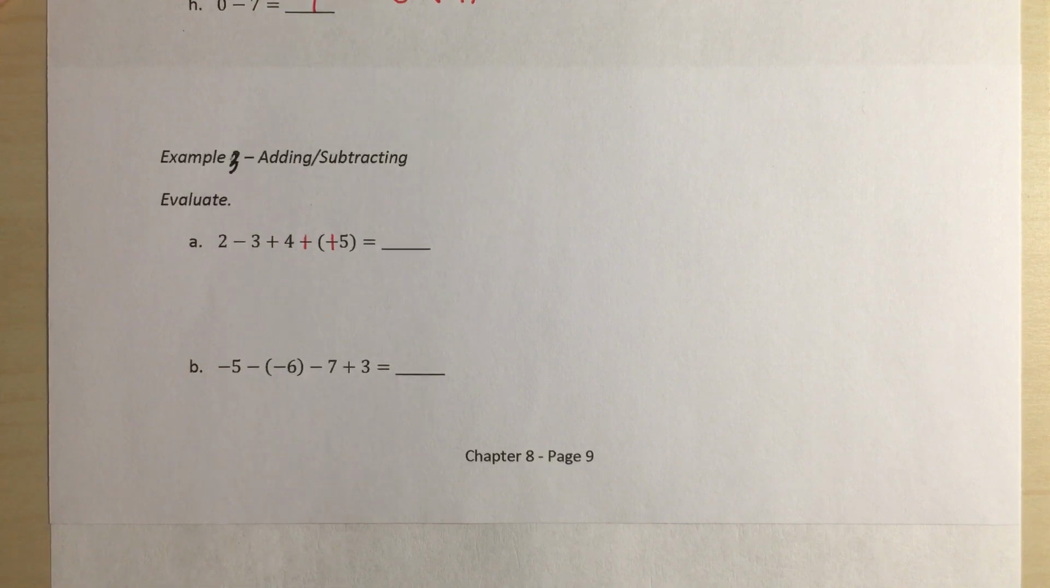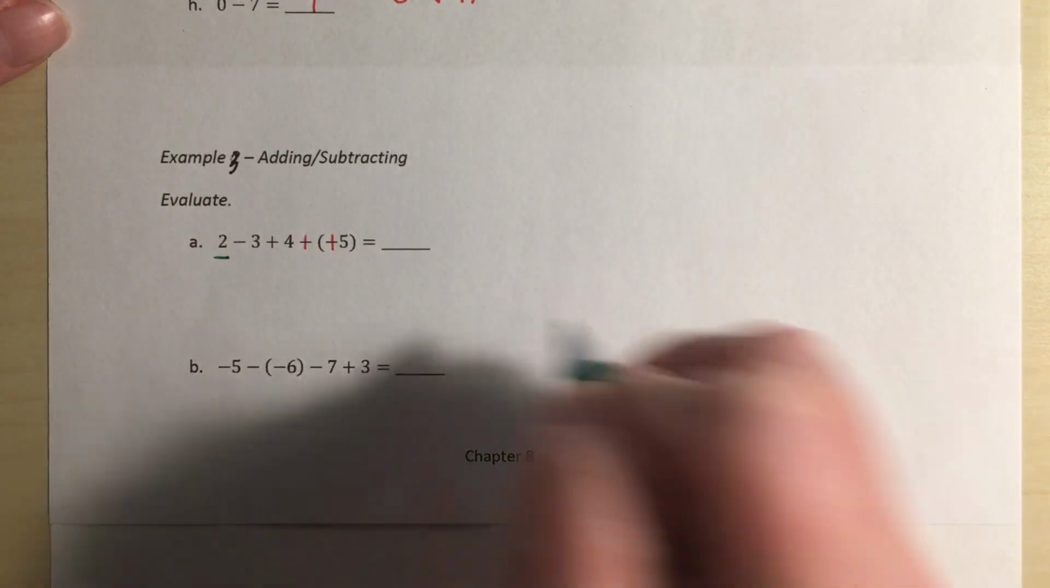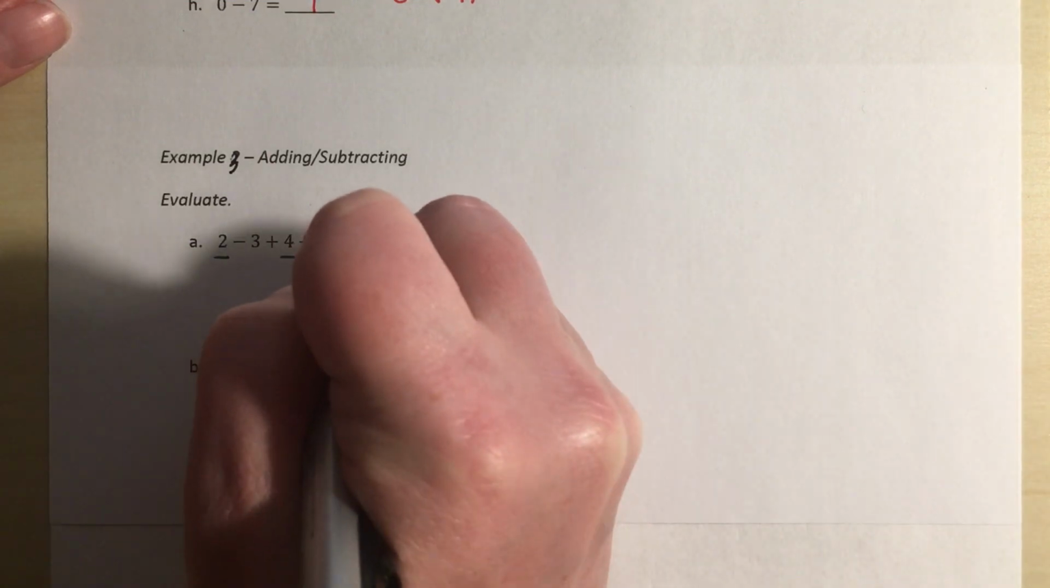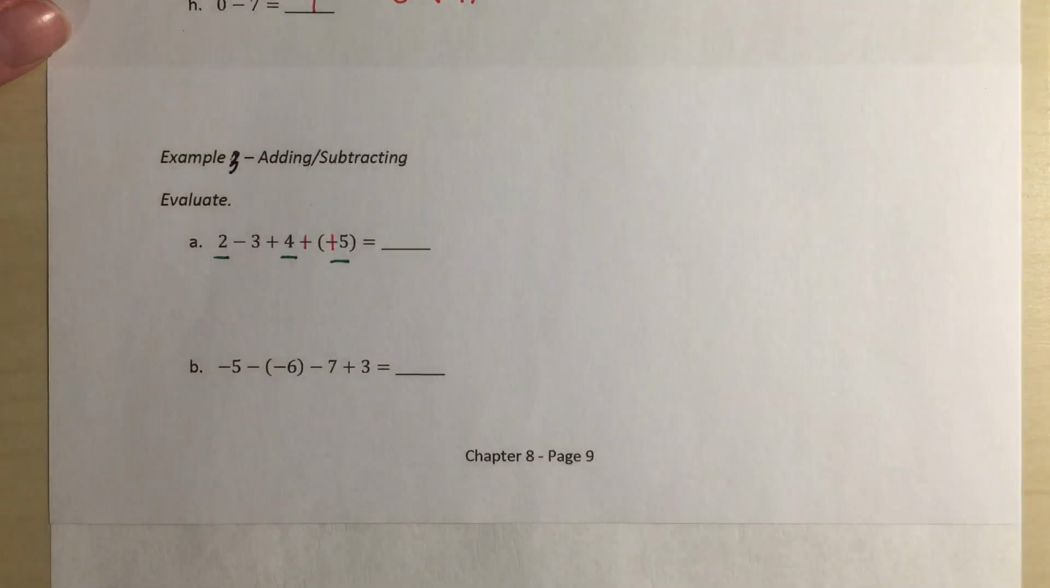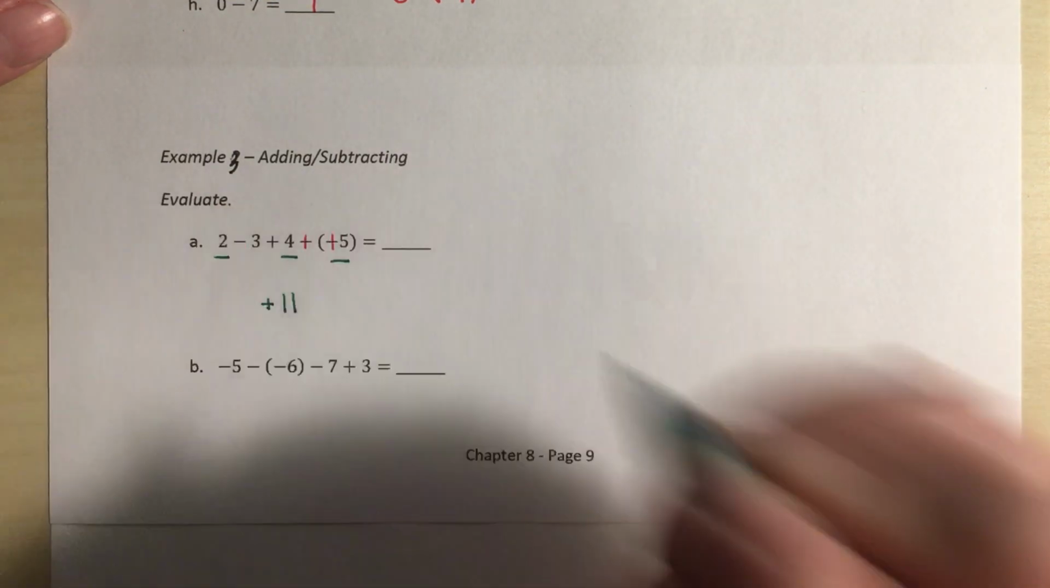Right? And then I'm going to take my numbers and I'm going to gather kind of like terms, numbers that are like. And by like, I mean they have the same sign. So if we look at this, right, this 2 is a positive 2, and this 4 is a positive 4, and this 5 is now a positive 5. So if we combine all three of those numbers together, right, 2 plus 4 gives us 6, plus 5 gives us 11. So we have a positive 11.